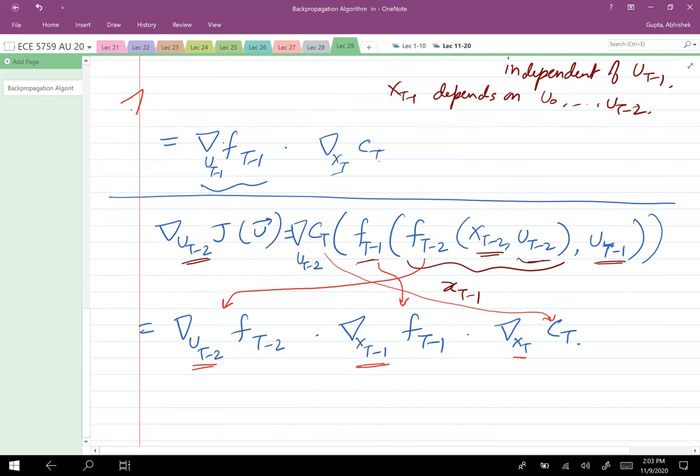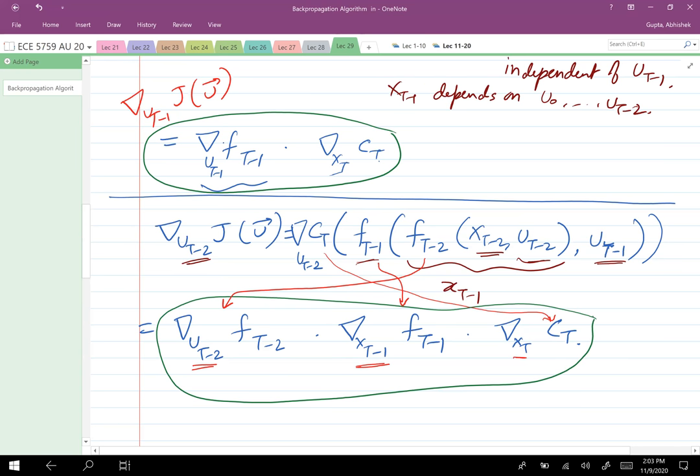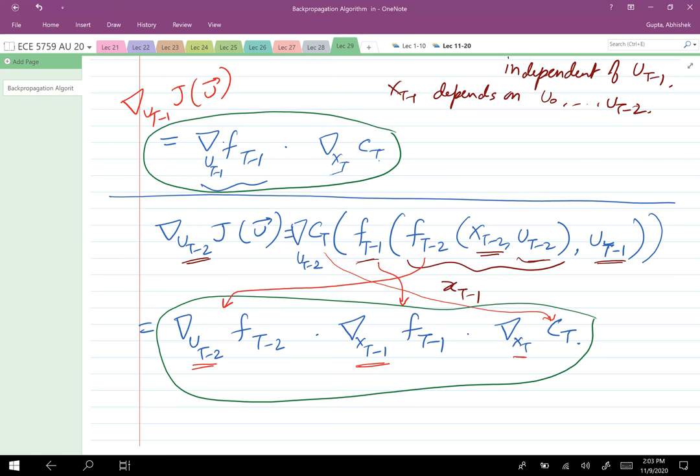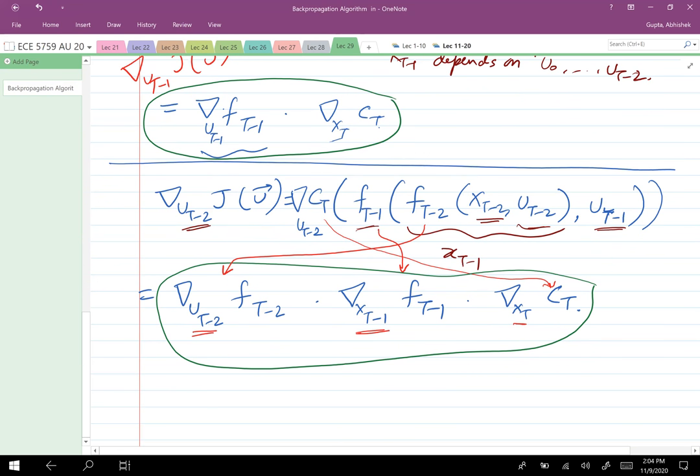Okay, so this is the gradient of Ut minus 1 of J. And this is the gradient of Ut minus 2 of J. So what kind of pattern do you see emerging in this sort of expression? This is the derivative at time t minus 1. This is the derivative at time t minus 2. What's the pattern that you see in these expressions? Just keep adding another derivative term in the front in terms of the previous Ut minus whatever number. Right.